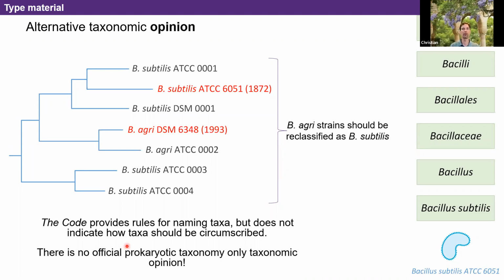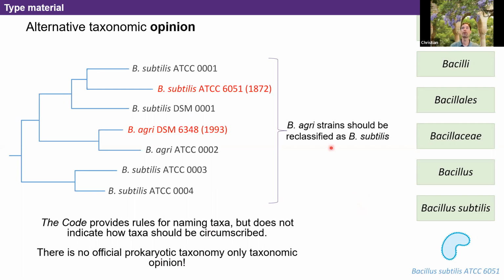Because the code provides rules for naming of taxa, but it does not indicate how taxa should be circumscribed, right? The code does not care if you throw the bracket here for a species or throw the bracket here, right? So in a nutshell, the take-home message here is there is no official prokaryotic taxonomy, right? There's only a taxonomic opinion. So how do we solve this then? I will show in a bit. There is no official taxonomy, but there is usually a common consensus that develops in the field, and that would be used then to deal with that case.